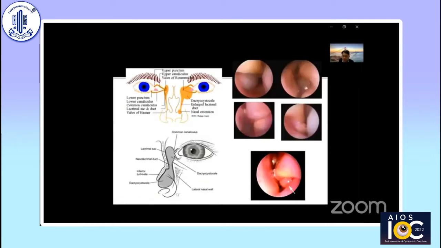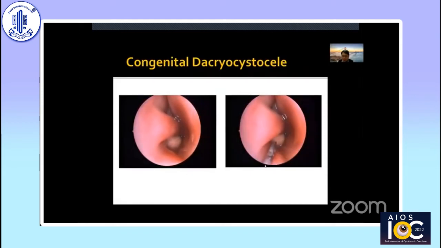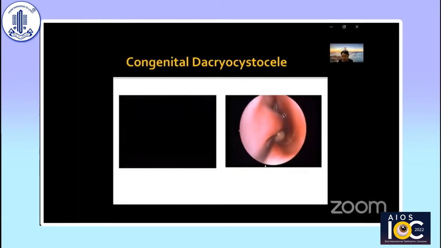Nevertheless, you can argue that I can do a nice syringeal probing without nasal endoscopy. But if nasal endoscopy is not done, you will definitely miss this condition, which is called dacryocystocele, a cystic dilatation of the lacrimal sac over the nasal cavity. But this is what you will see. This is a dacryocystocele.